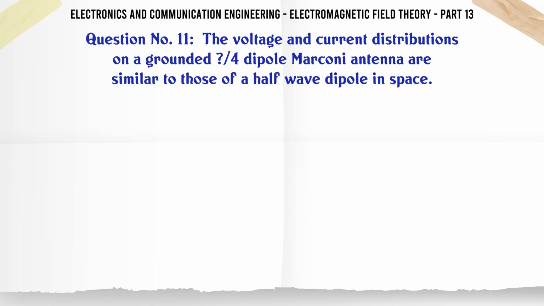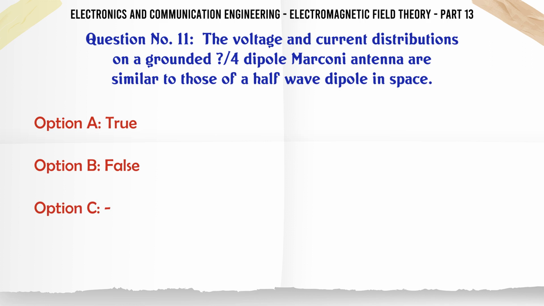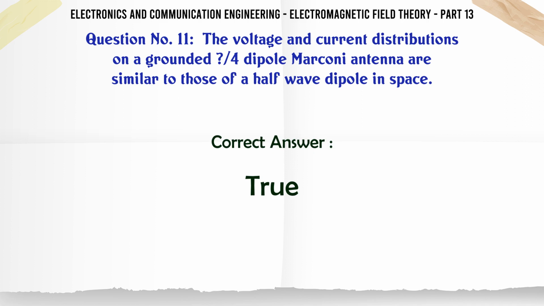The voltage and current distributions on a grounded λ/4 Marconi antenna are similar to those of a half-wave dipole in space. A: true, B: false. The correct answer is true.